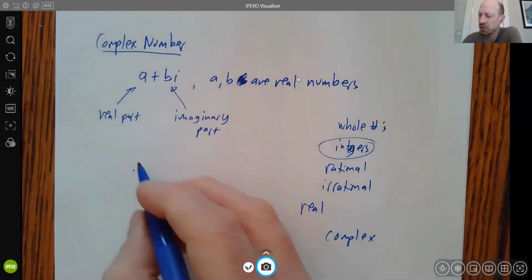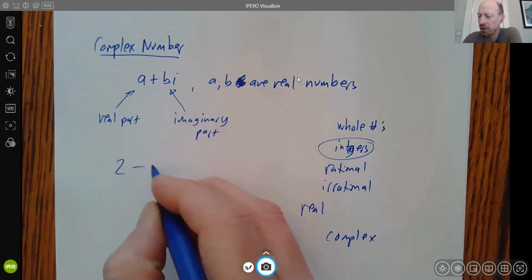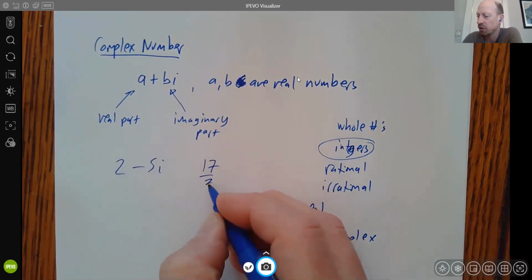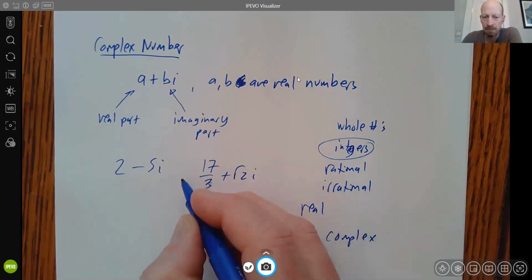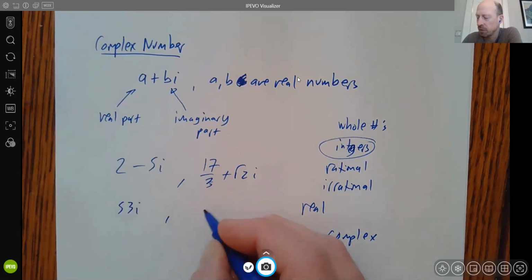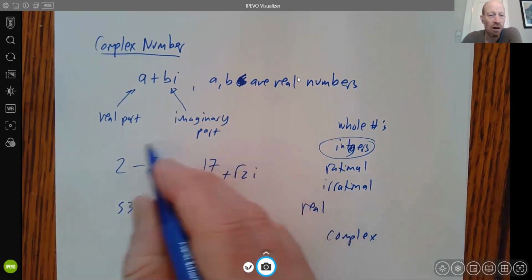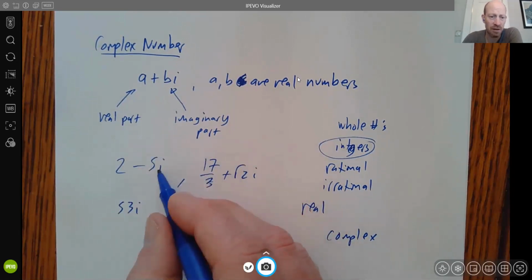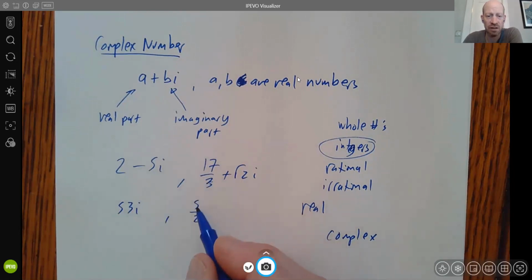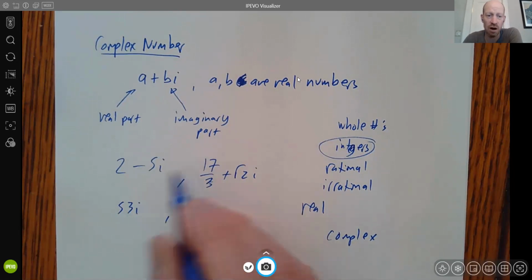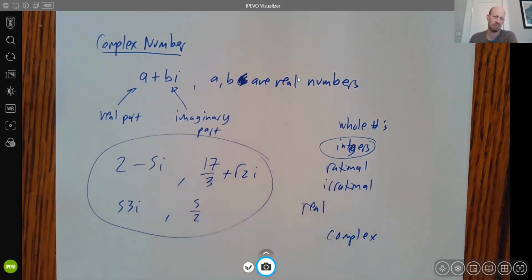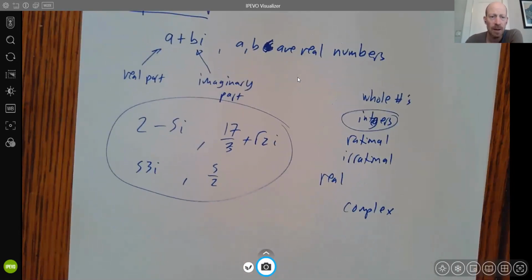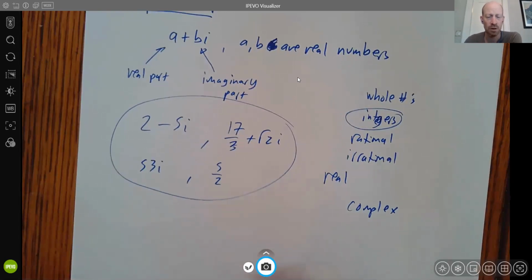So these complex numbers look like this, a plus bi, so 2 minus 5i, or 17 thirds plus the square root of 2i, 53i, 5 halves. These are all complex numbers, okay? This one has real and imaginary, real and imaginary. This has only an imaginary part. This is only a real part. So all of these are complex numbers. They cover everything. It's your biggest possible set. And so you can do some basic operations with these complex numbers, and that's part of what you're doing in this section, adding and subtracting or multiplying them together. And you'll see you still end up with a complex number when you do all those things.